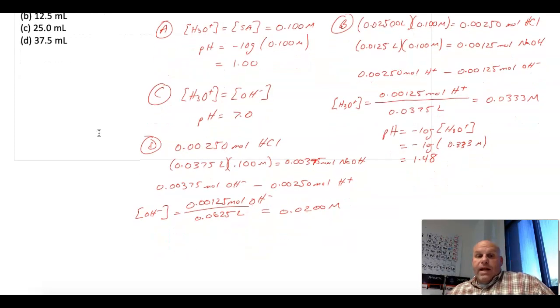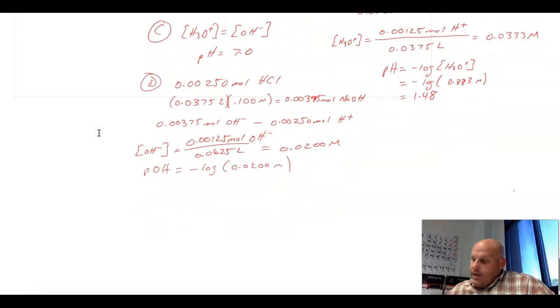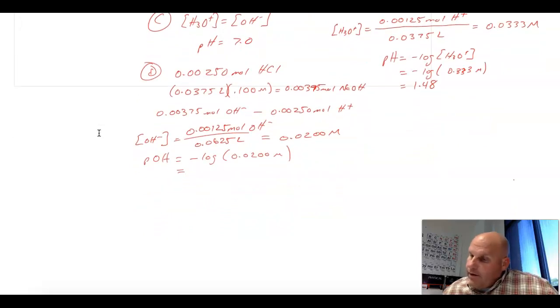Okay, when I take the negative log of that, I'm not calculating the pH, I'm calculating the pOH. So I get a pOH value here of 1.70. Then 14 minus 1.70 means I have a pH of 12.3.